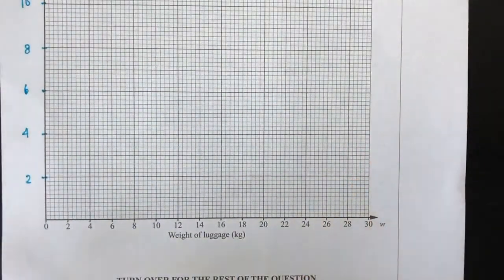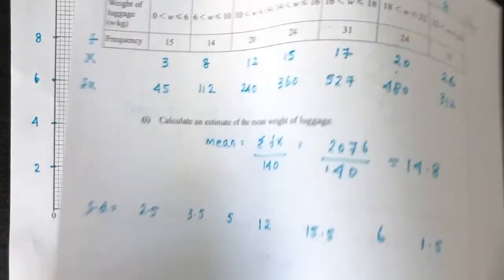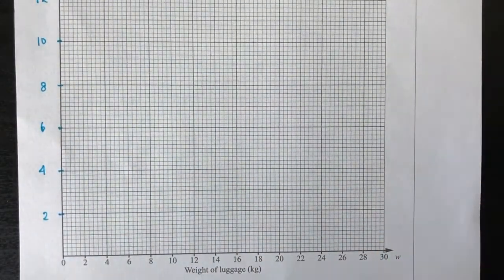So for the first class, it is given to you by 0 to 6, and the frequency density will be 2.5. So let's do this. 0 to 6, 2.5 will be between 2 and 3.